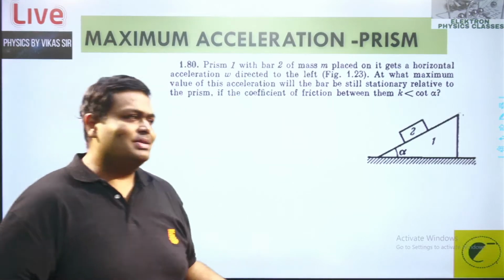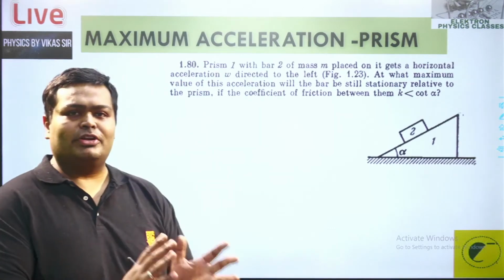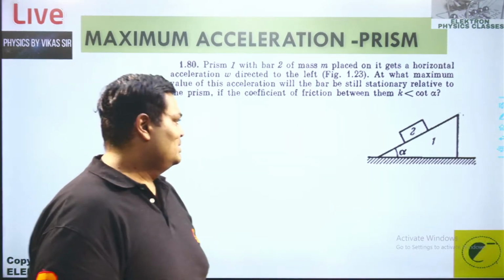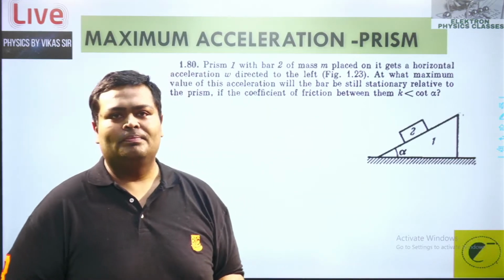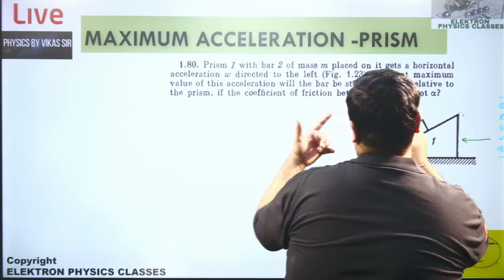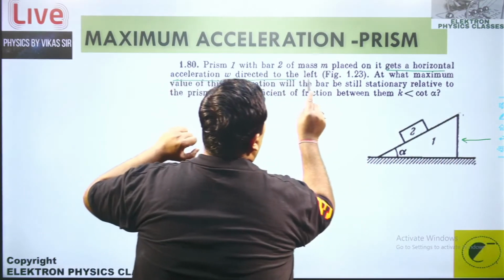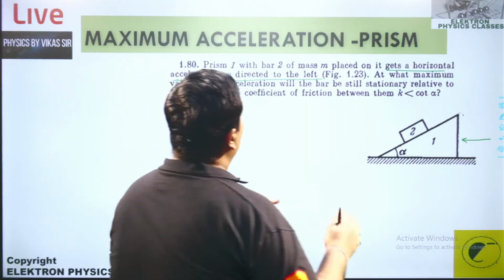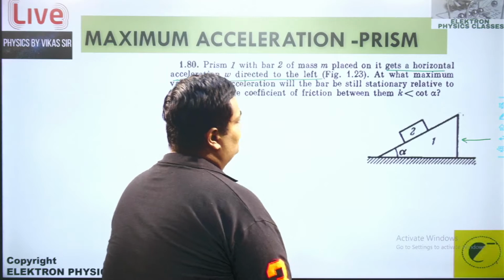And what does the bar do? The bar is going to slide unless there is friction. So in this question, it is telling there is friction. And even because of it, what happens? This is sliding, maybe. The conditions are supposed to be checked. And then it says this prism is given a horizontal acceleration towards the left. Check the reading. It gets a horizontal acceleration towards the left. And so we need to find the maximum value of the acceleration such that the bar, this block, remains stationary with respect to the prism.